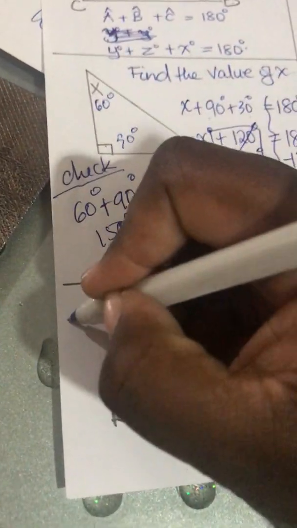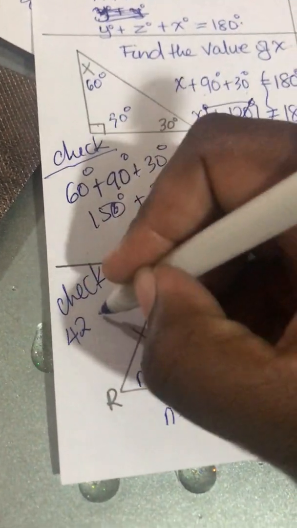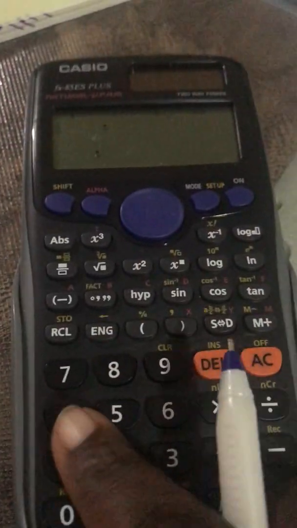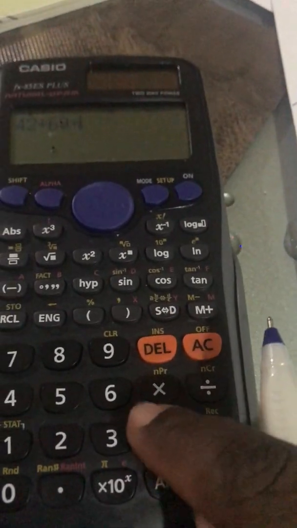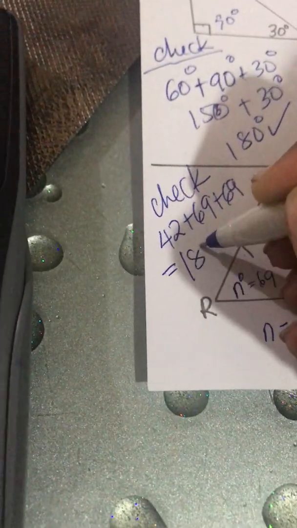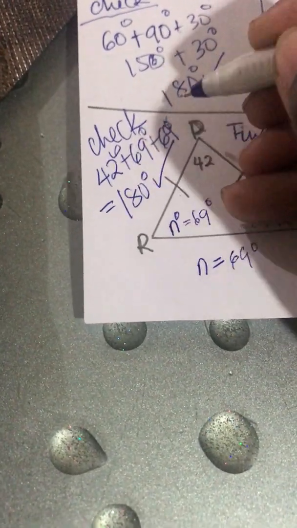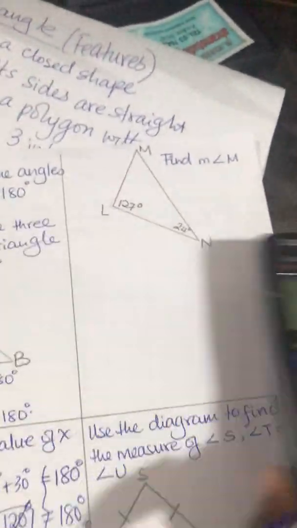And then you check. 42 plus 69 plus 69 equals 180. And that is how you know you are correct. Don't forget the degrees. Okay? Let's do this one.